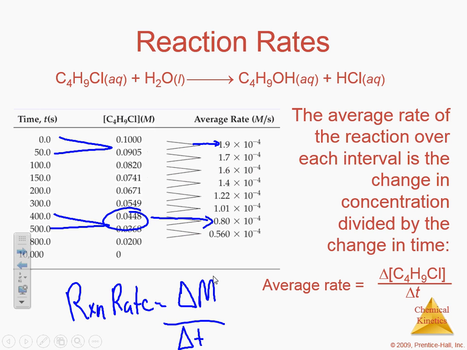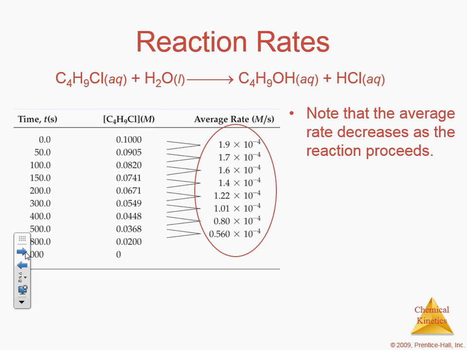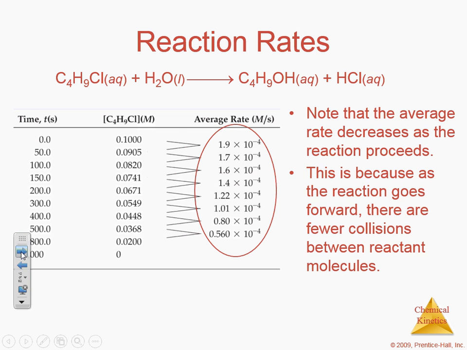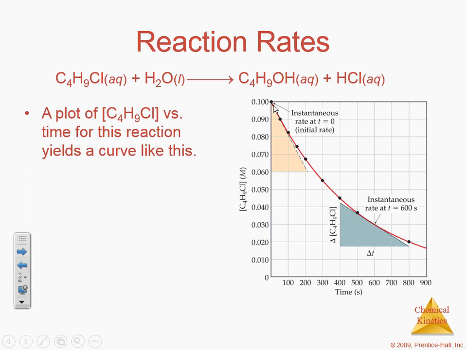Now this is a very easy introduction to how we figure out reaction rates. So note that it's the average rate. We're figuring out the average rate. Now what we can do is graph this information and figure out the rate graphically as well. So when we go ahead and do that, it's going to look like this.